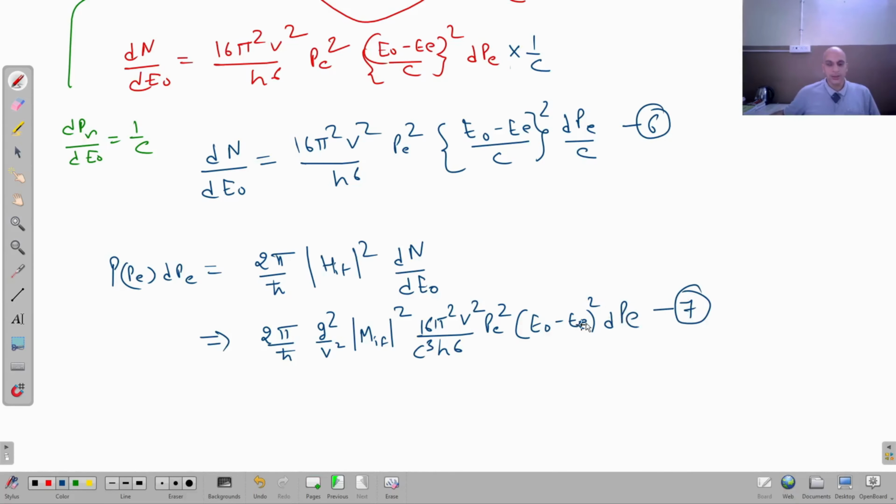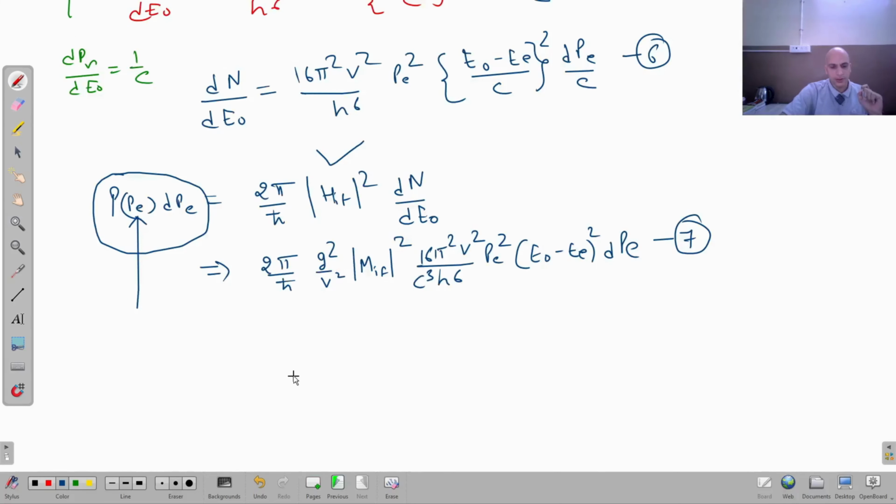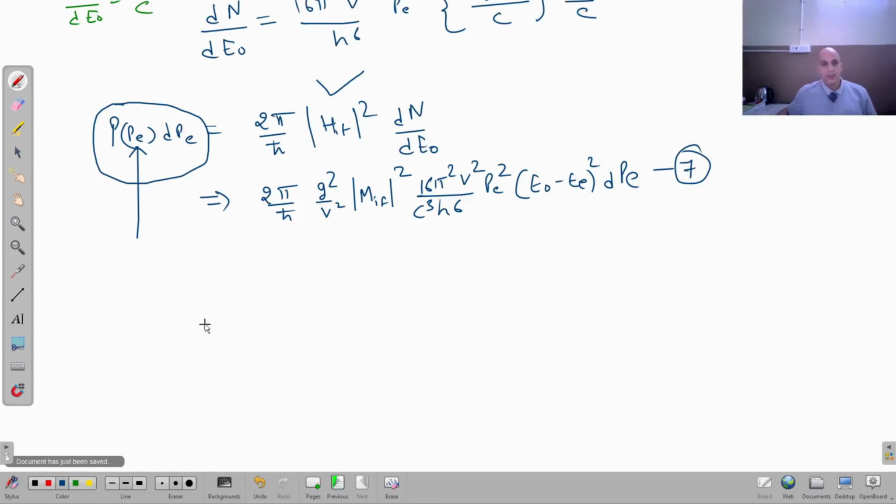Now this is the required expression that we were looking at, and this expression tells us about the probability of the emission of an electron for a time that has momentum in this range, right? This was the equation that we were looking at in the beginning according to Fermi golden rule. So we have calculated the value of HIF and dN upon dE naught, and from there we found this expression.